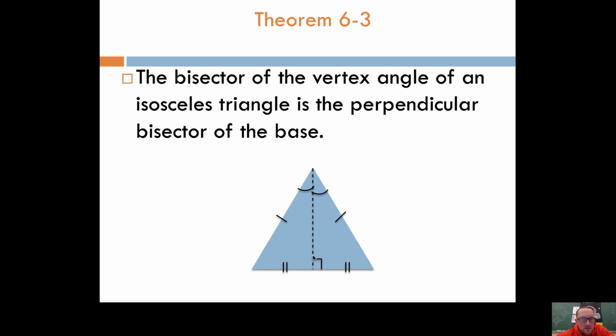So if this segment bisects this angle, then these two angles are the same. It's also the perpendicular bisector of this base, meaning this comes down at a right angle. That's what the perpendicular means. And the bisecting of the base means that these two pieces are the same.